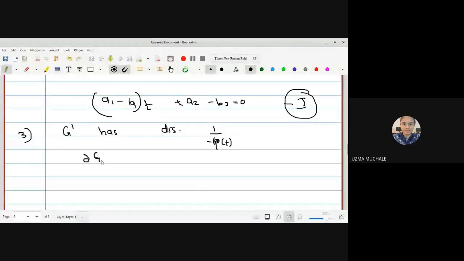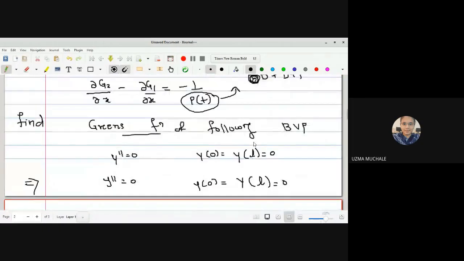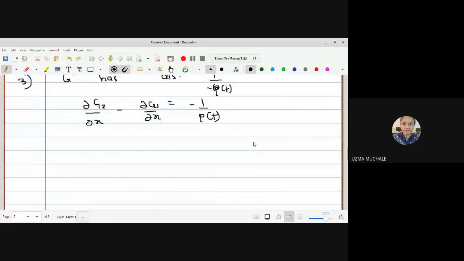G2 with respect to x minus G1 with respect to x is equal to minus 1 upon P of t. What is P of t in this case? Simply, we have a differential equation y double dash is equal to 0. So what is the coefficient of the highest order derivative? It is 1.